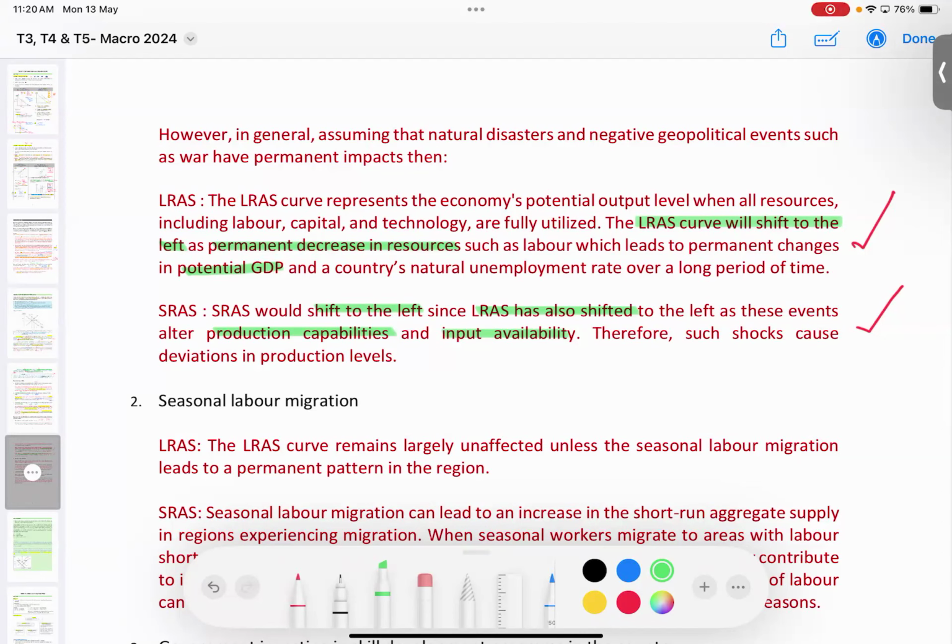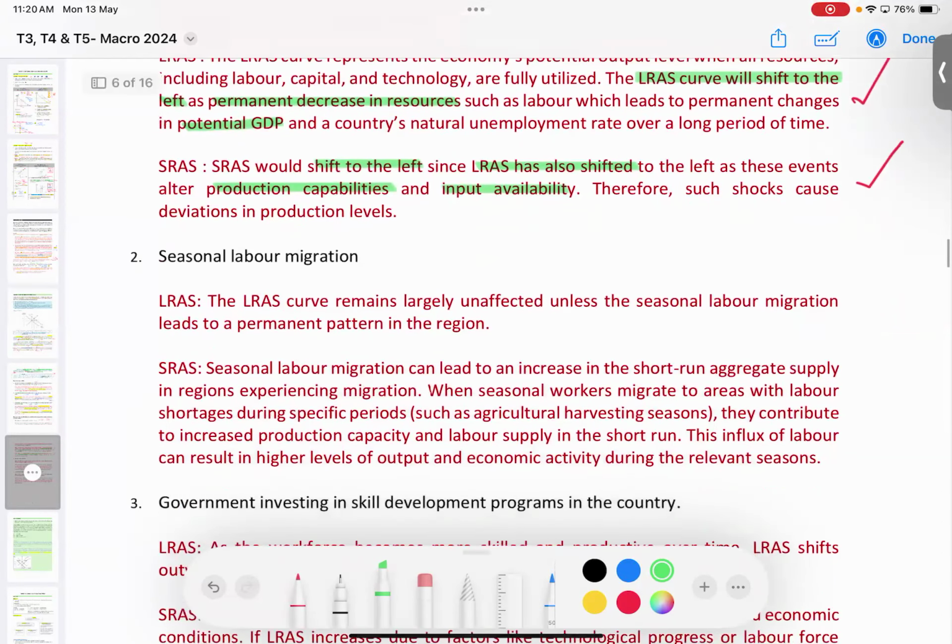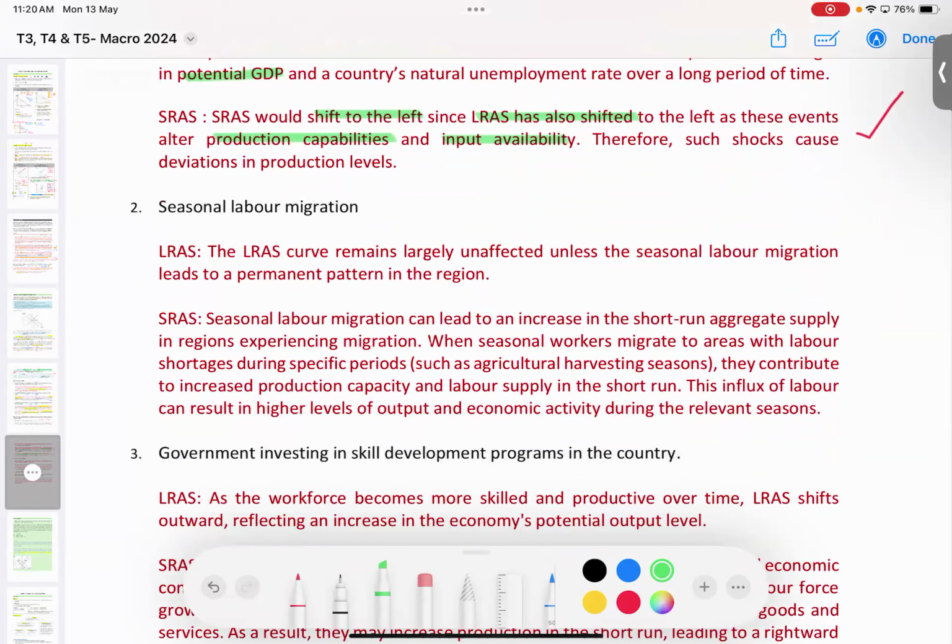Okay, next question. Seasonal labor migration. So seasonal only. Here, LRAS remains unaffected unless this seasonal labor migration leads to a permanent pattern, because it's only seasonal, temporary anyway. So what happened is seasonal will only shift the SRAS curve.